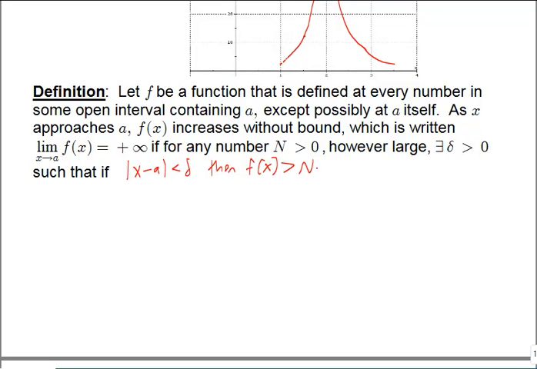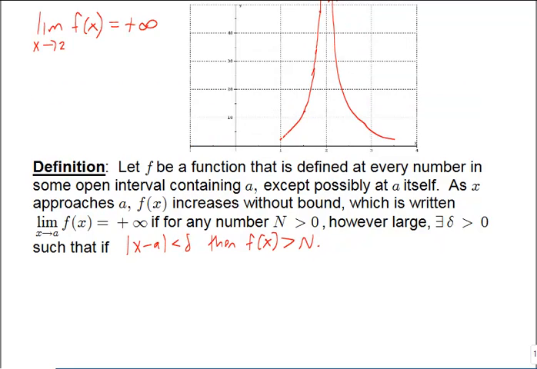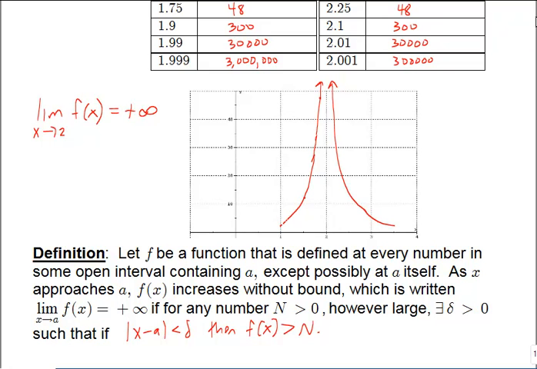Now this is referring to that epsilon delta definition of a limit, but the idea, if you look at your graph up here, is you can pick any number n that you want, as large as you possibly want. Say you pick something way up here.